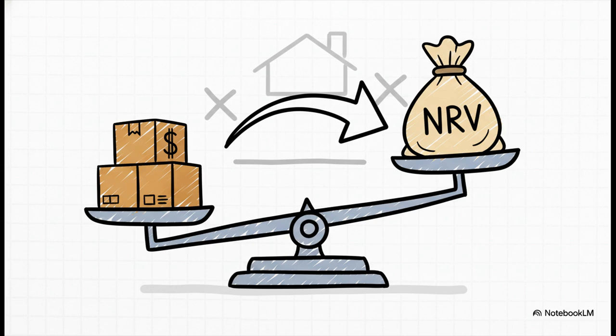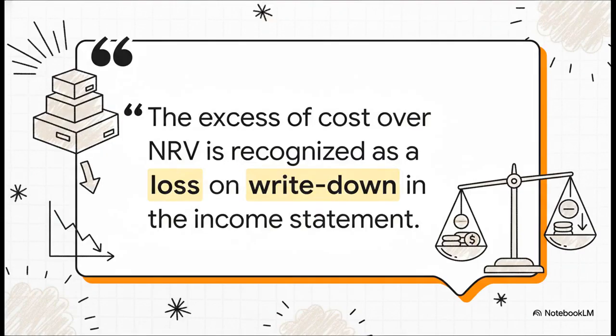You just compare what you originally paid, the cost, to the net realizable value we talked about earlier, and you pick whichever one is lower. That's it, a simple two-way comparison. And this quote from the source material really puts it plainly. If your cost is higher than your NRV, your true cash value, that difference is simply recorded as a loss. It's clean, it's simple, no extra steps.